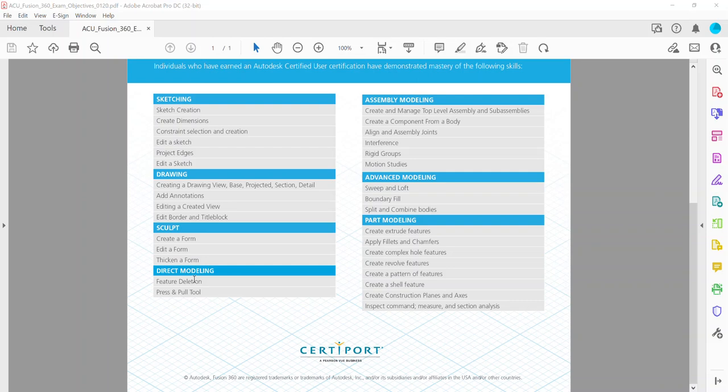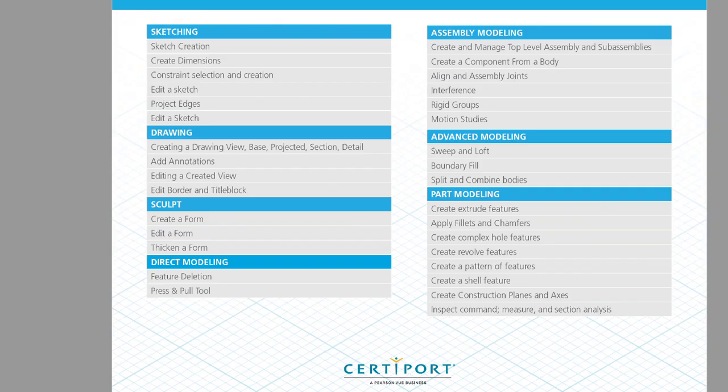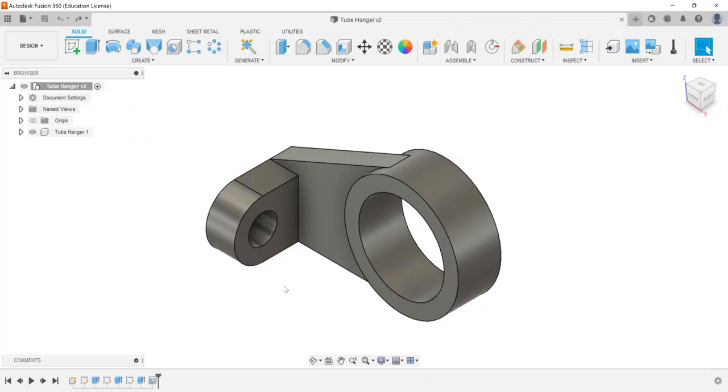Hey everyone, this is another video to spotlight one of the Autodesk Certified User exam objectives for Fusion 360. In this video, we're going to take a look at direct modeling, specifically dealing with the Press Pull tool. As we go into Fusion, we're going to see what this does for us.